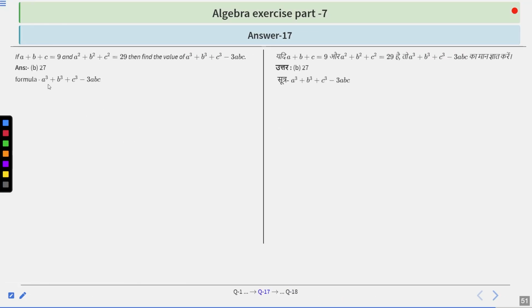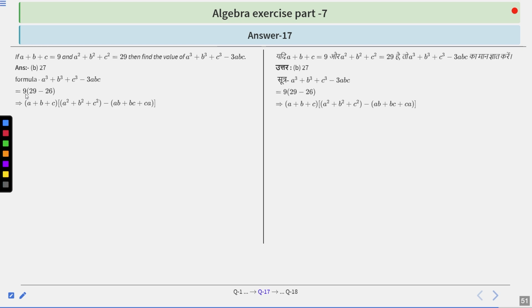Now, another formula: a³ + b³ + c³ − 3abc is equal to 9 into (29 − 26). Because the formula for a³ + b³ + c³ − 3abc was (a + b + c) into (a² + b² + c² − (ab + bc + ca)). So we have put the values.